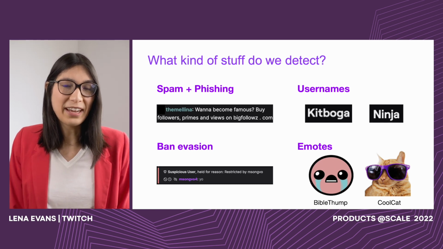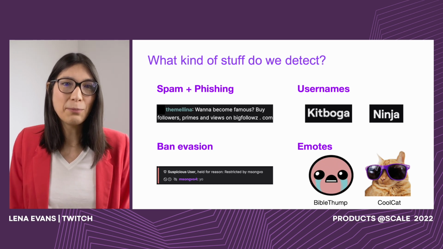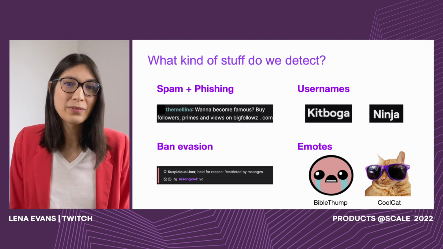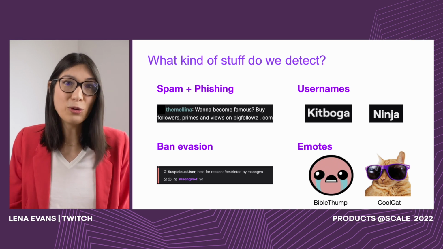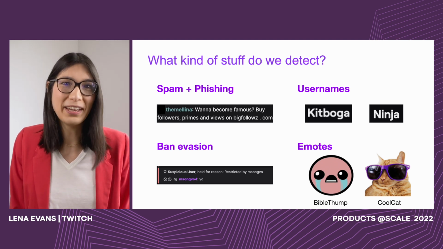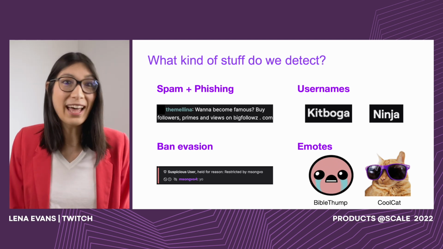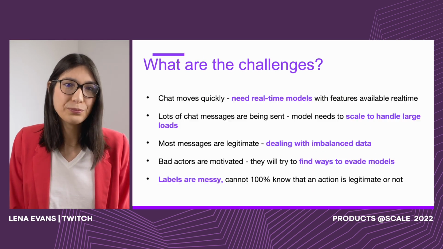Another type of abuse we detect is usernames. You see two innocuous examples of usernames here, but you can imagine people will try to make offensive, harassing usernames that we don't want in our chat. And so that's another thing we try to detect as well. And emotes is kind of similar to usernames. Creators can submit their own emotes that can be used in their chat. And so, again, we want to prevent hateful, harassing emotes from being made. And so we proactively try to detect that so it doesn't end up in our chats.